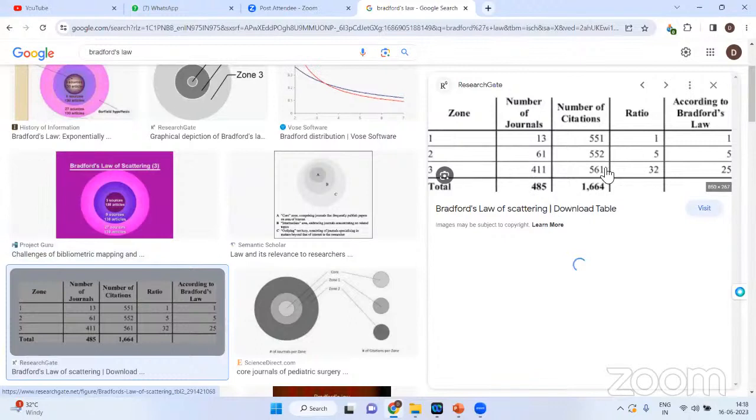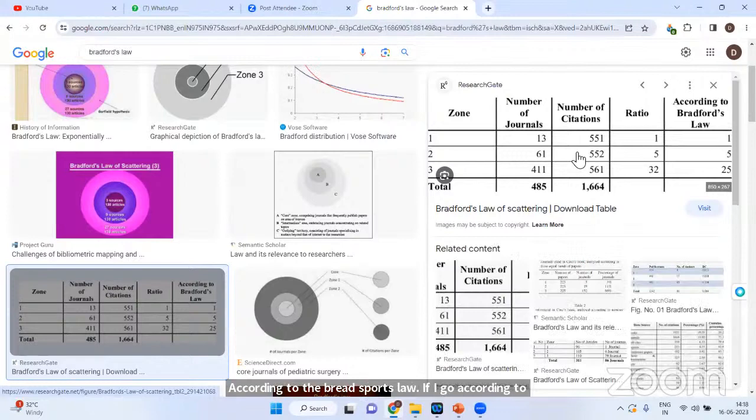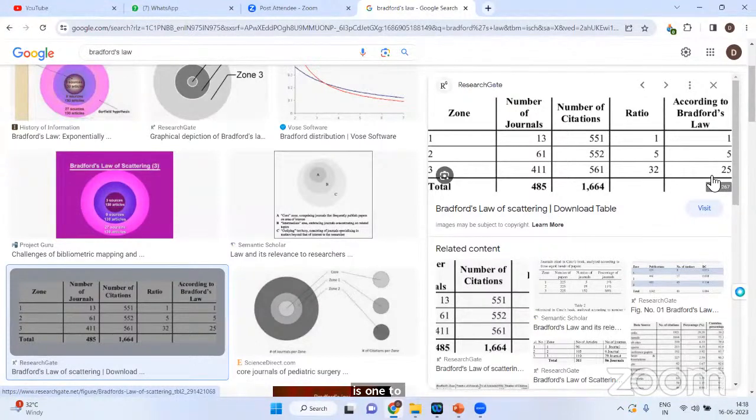According to Bradford's law, the number of journals, 13 journals were such where I got the core 61, zone 2, 411, zone 3. To get an equal number of articles, I had to refer this way. And therefore, the ratio is 1:25, right? You will get this ratio in any discipline.